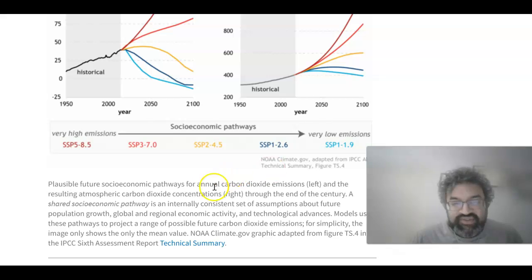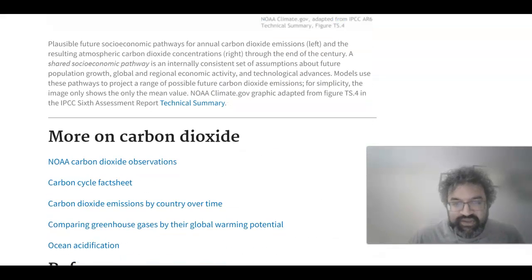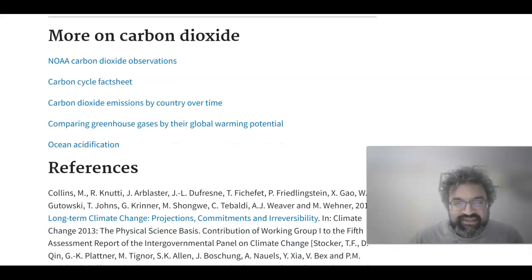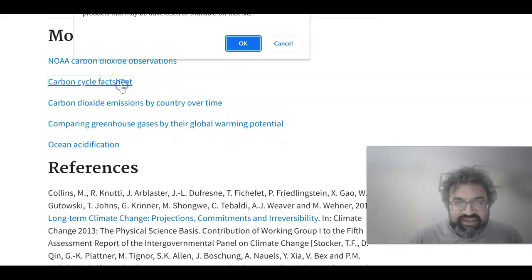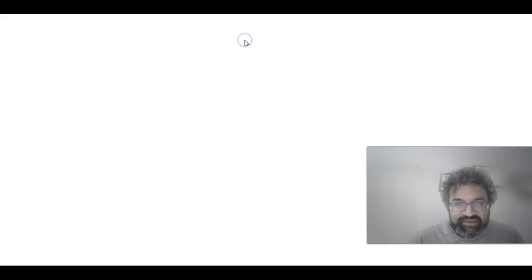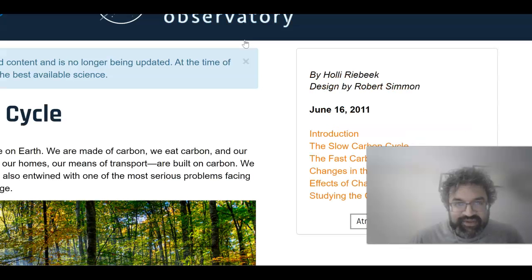So a shared socioeconomic pathway is an internally consistent set of emissions assumptions about future population growth, global and regional economic activity, and technological advances. So this is extrapolation based on that. There's more on carbon dioxide. This is a good fact sheet to have in different contexts. And this is from NASA.